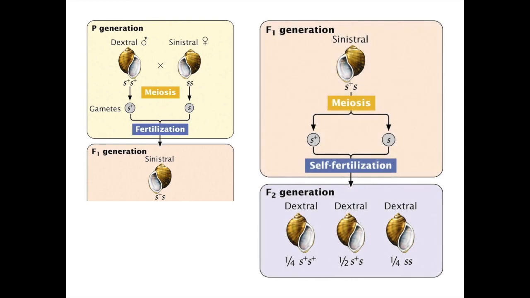If we look more closely at this, the mother will undergo self-fertilization, and then the F2 generation will all be dextral, even though their genotypes are not necessarily associated with being dextral. In other words, because the mother of the F2 progeny has the genotype S+S, so she carries the dominant allele, all the F2 snails are dextral.